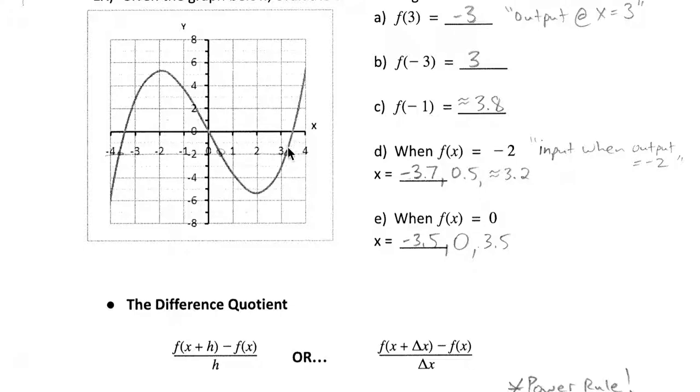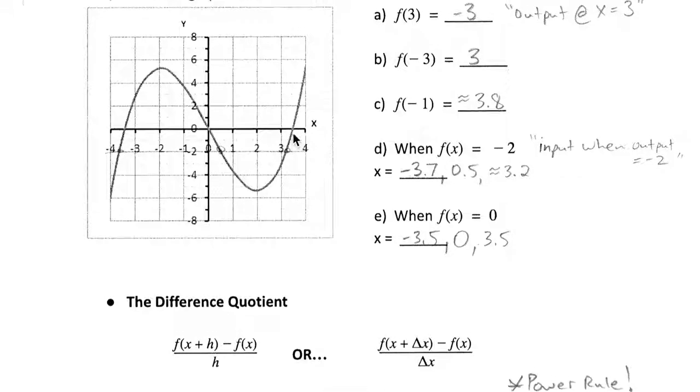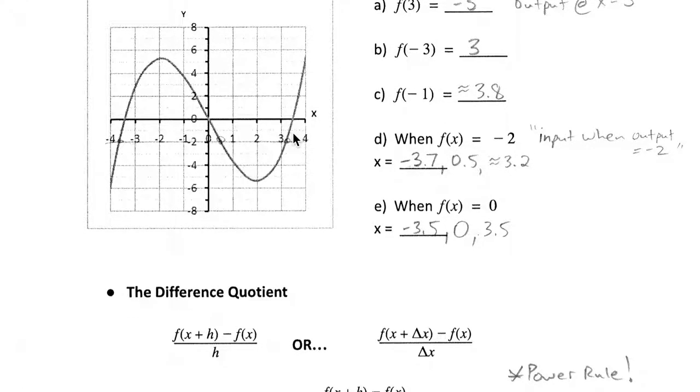One more time, let's do the exact same thing. If our output or y value is 0, what are the inputs that gave us that? So now, an output of 0 is the x-axis. So where does the graph cross the x-axis? What input value or x value? Well, it does it here at about negative 3.5. It does it here at about 0. And then it does it again here at about 3.5. So there's function notation looking at a graph.